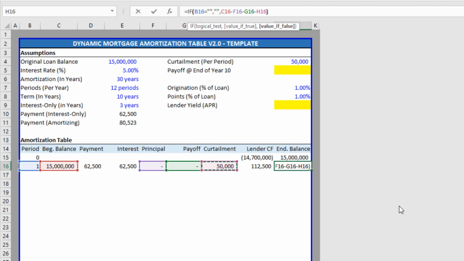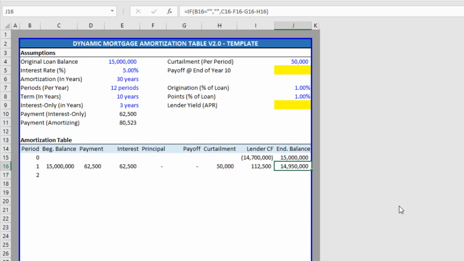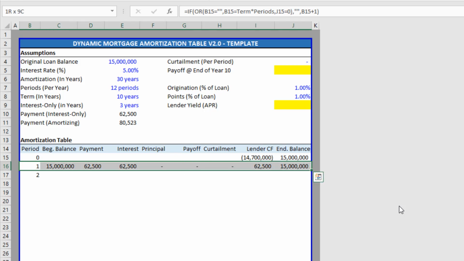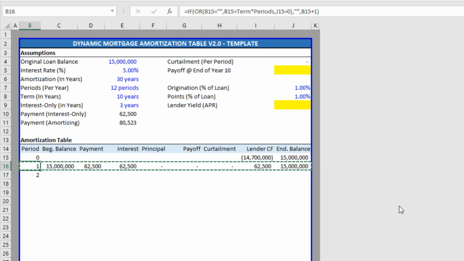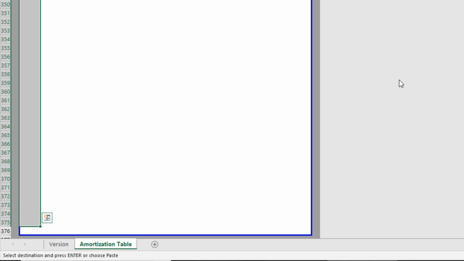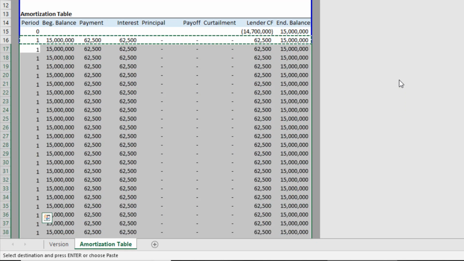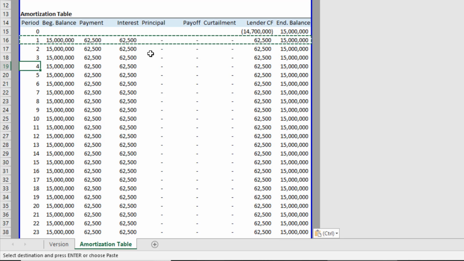payments. Close that out. And we have now, because of the curtailment payment, an ending balance less than the beginning balance. Now, if we were to set our curtailment to 0, that reverts to the beginning balance, and that's because we're within the interest-only period. Now, we're going to take these cells, copy the entire row from B16 through J16, and copy this down to the bottom. Alt-H-V-F to paste as formulas only. That way I don't lose my formatting.